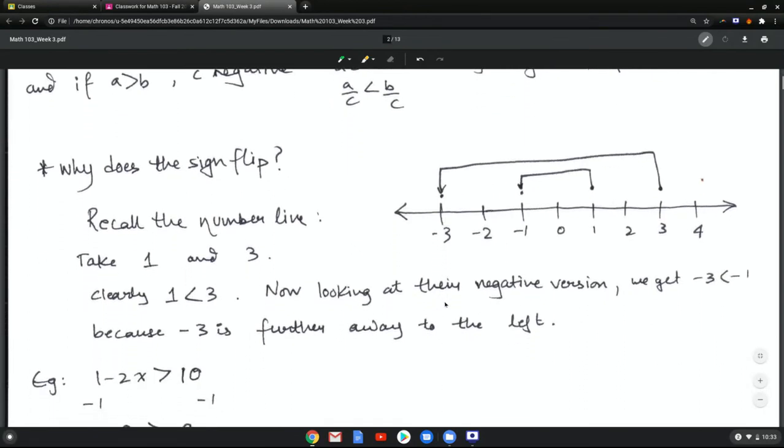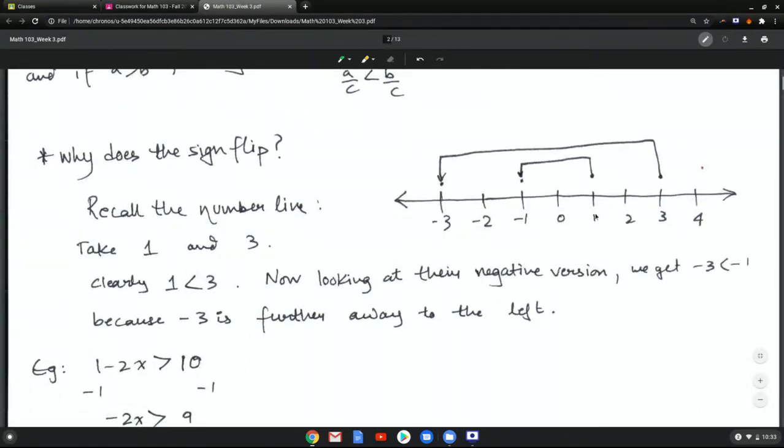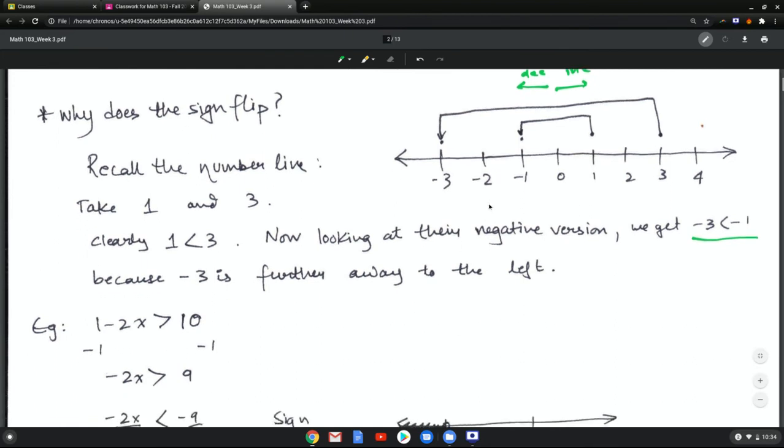Now, why does it flip? If you recall the number line, take the numbers 1 and 3. 1 is less than 3. If you look at the negative version, negative 1 is greater than negative 3 and not less. Right? That's because on the number line, the values increase in this direction, outward. So they increase in this direction, but they decrease in this direction. So the bigger negative numbers are smaller.